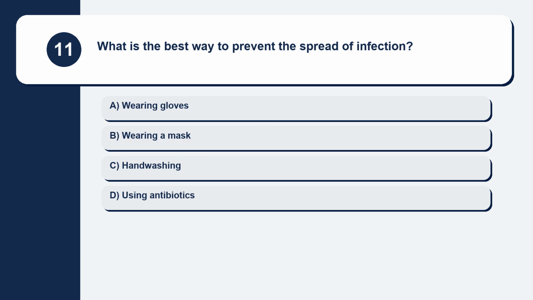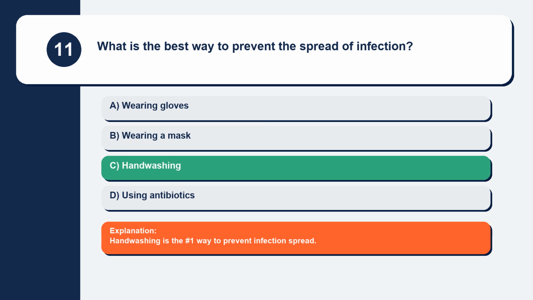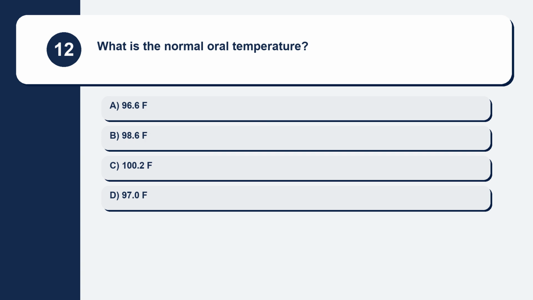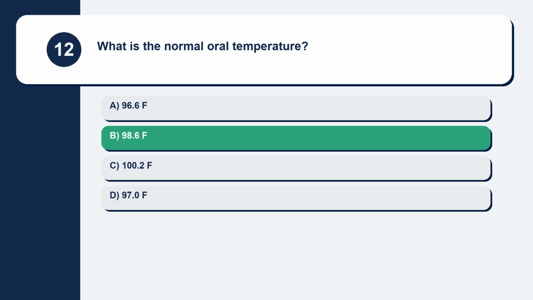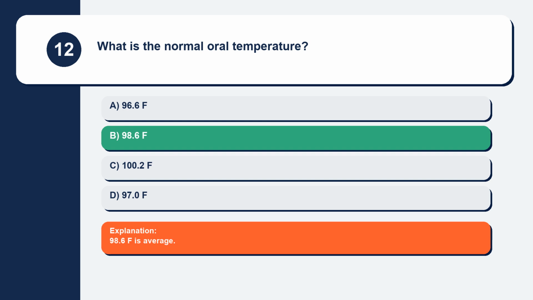Question 11. What is the best way to prevent the spread of infection? Wearing gloves, wearing a mask, hand washing, using antibiotics. Hand washing is the #1 way to prevent infection spread. Question 12. What is the normal oral temperature? 96.6 F, 98.6 F, 100.2 F, 97.0 F. 98.6 F is average.